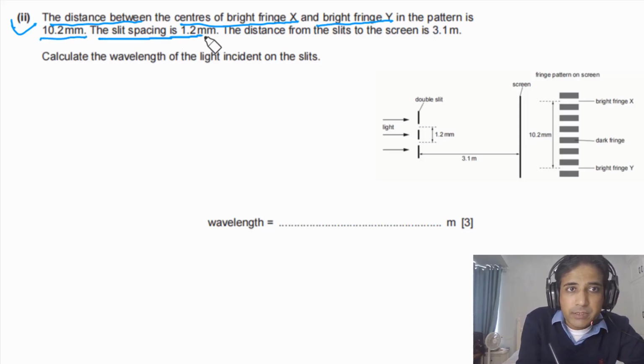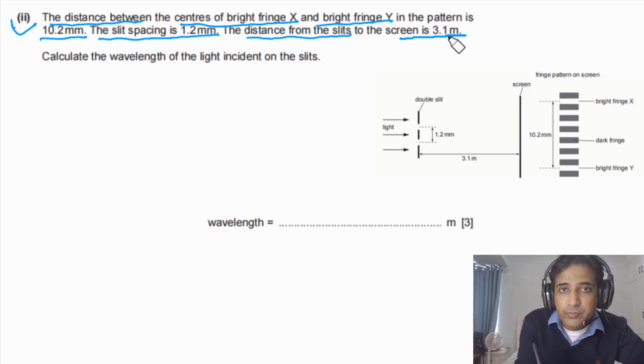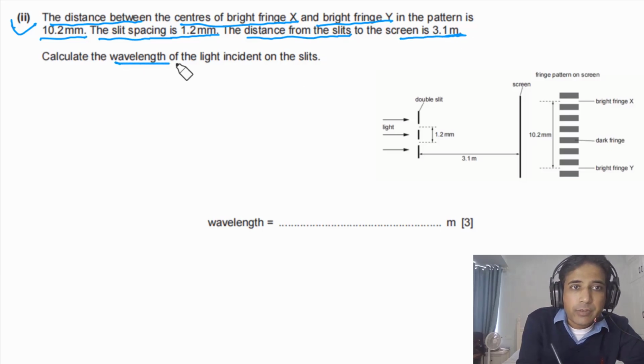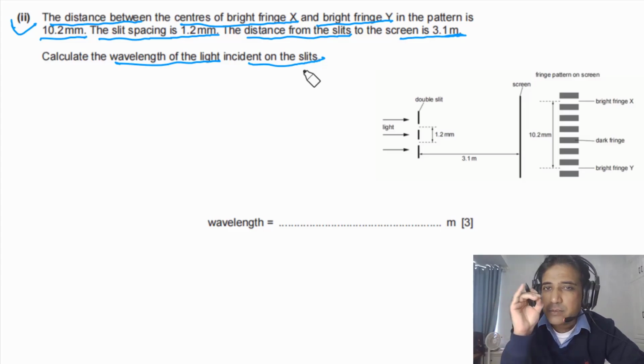The slit spacing is 1.2 millimeters. The distance from the slits to the screen is 3.1 meters. Calculate the wavelength of the light incident on the slits. This is a typical question, but a little bit tricky one. So how can we answer?